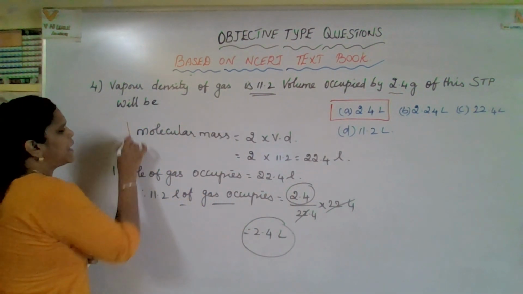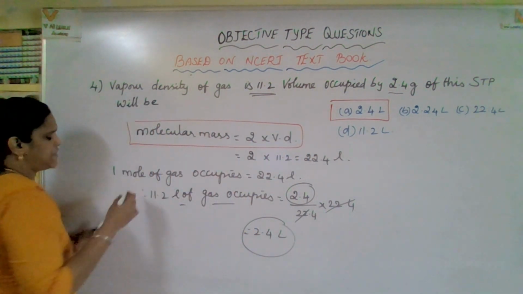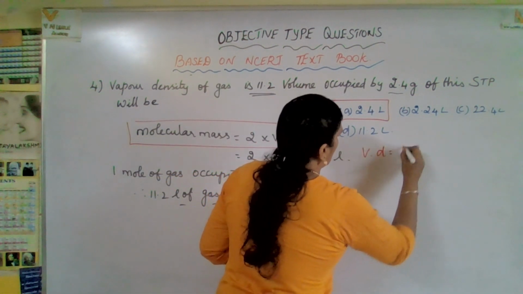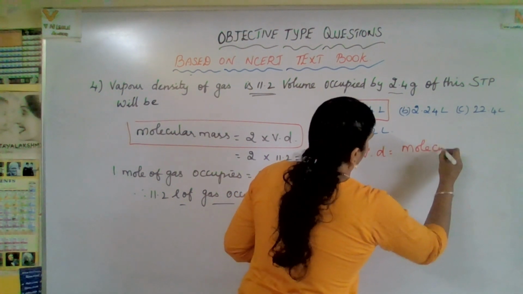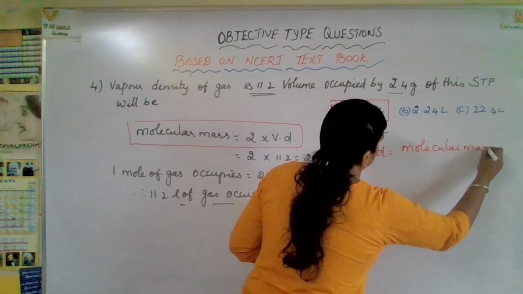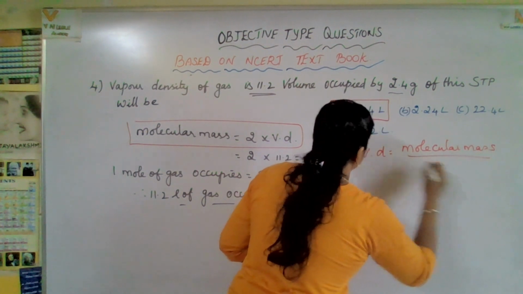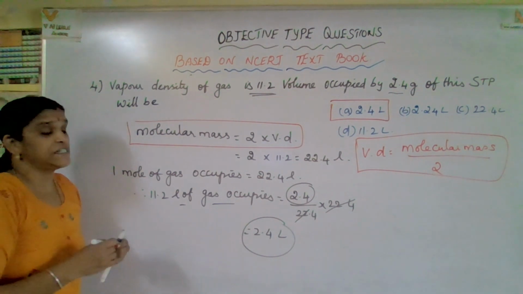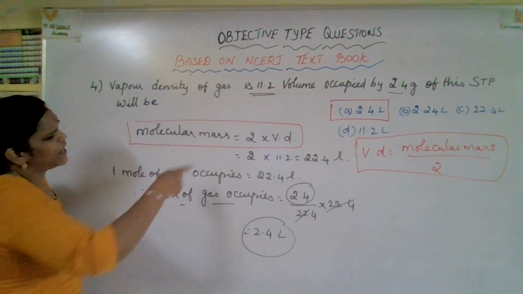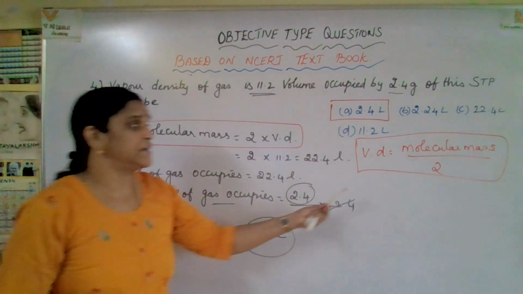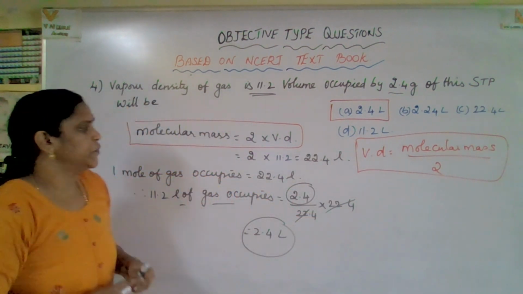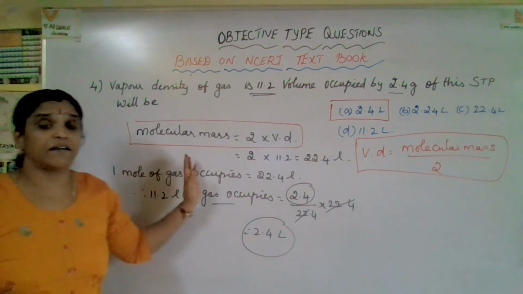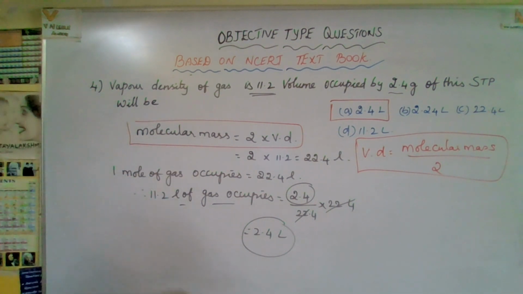See, molecular mass I just mentioned. Suppose they are asking vapor density, vapor density equal to molecular mass by 2. This is the formula. Generally, many times they will ask vapor density questions, so be thorough. Molecular mass means 2 into vapor density. Vapor density equal to molecular mass by 2. Hope you got a clear idea. Let us go and find out some more interesting and important questions.